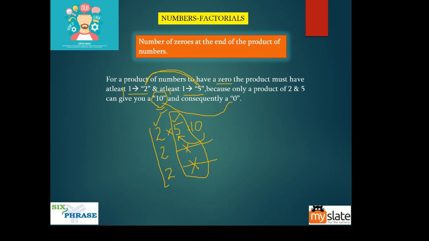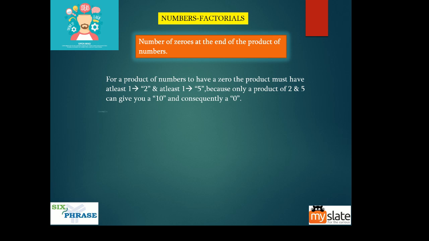If you find the number of fives, you will know the number of zeros. Okay, so we will move on. I'm going to give you some examples. Now let's just look at these numbers, guys. Very interesting. 40 is nothing but 2 cube into 5.